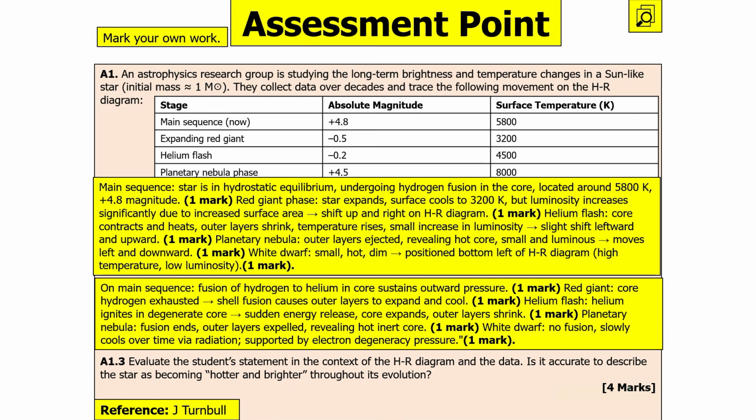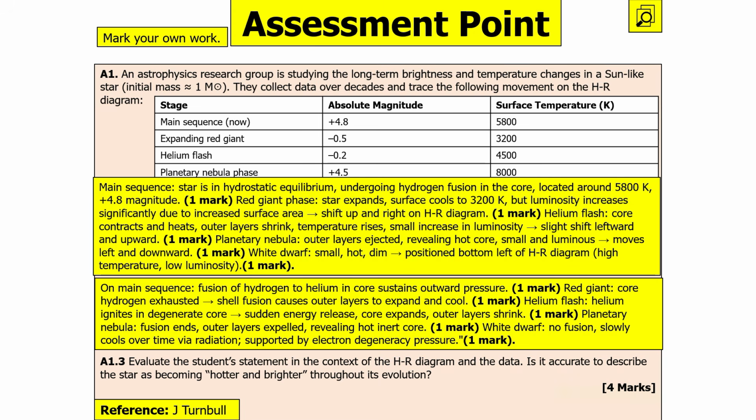On the main sequence, the fusion of hydrogen to helium in the core sustains an outward pressure. In the red giant, the core hydrogen is exhausted. The shell fusion causes the outer layers to cool and expand. The helium flash is when the helium ignites in the core, with a sudden energy release, the core expands and the outer layers shrink.